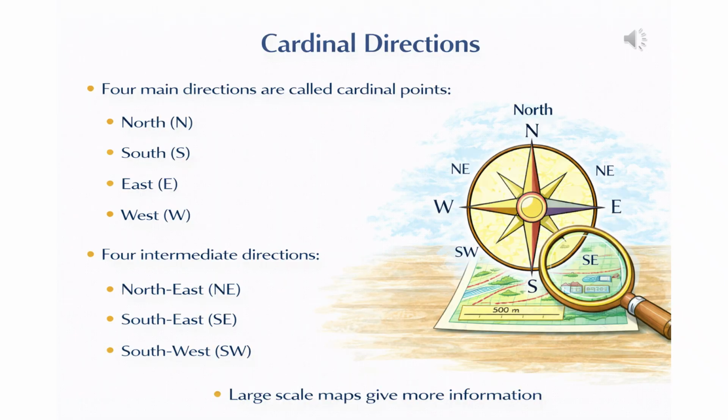The four main directions are called cardinal directions. They are north, south, east, and west. There are also four intermediate directions: northeast, southeast, southwest, and northwest. These directions help us locate places more accurately.